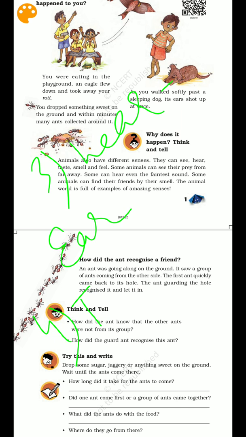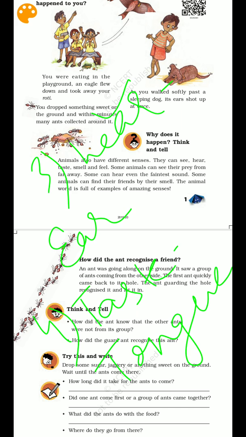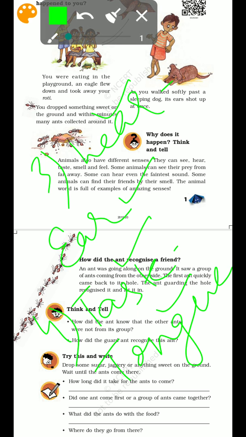Next, let's suppose your mother has given you very tasty food. You ate it and you become very pleased that you have eaten very delicious food. So, the taste of this food is given to you by which body organ? How do you taste things? With the help of tongue. So, hear is the sense and ear is the sense organ. Taste is the sense and tongue is the sense organ.